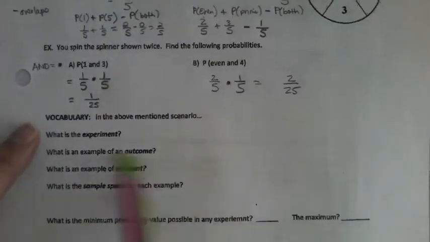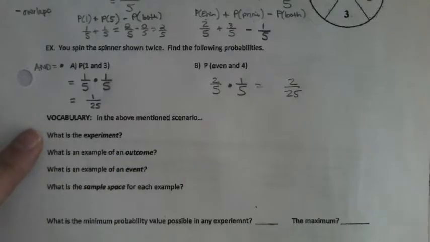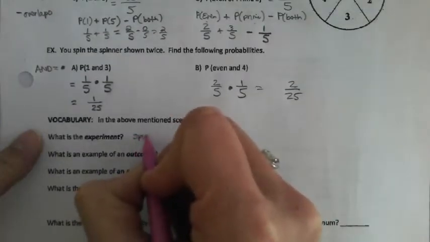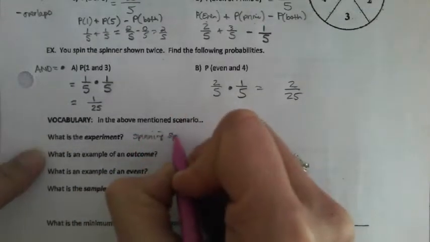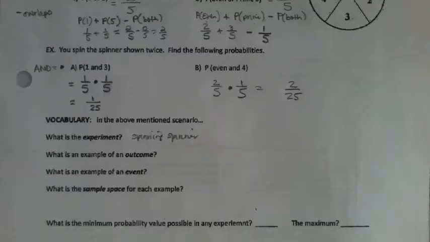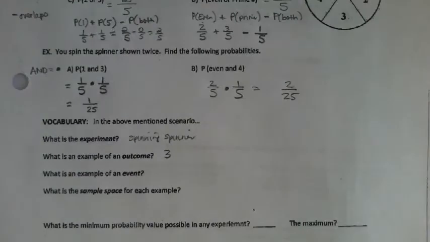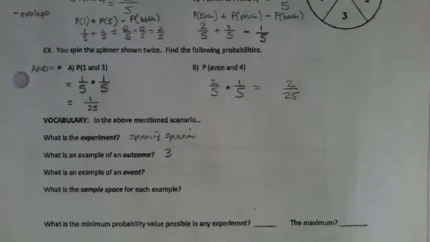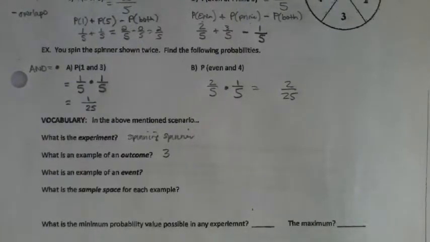All right, so a couple vocab words. What is the experiment? The experiment is spinning the spinner. An example of an outcome, I don't know, 3. That's a potential outcome. And an example of an event could be like the probability of an even.